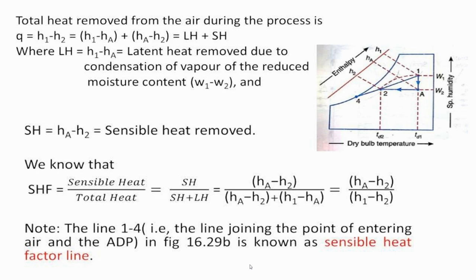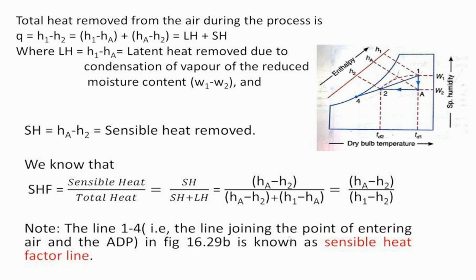Now total heat removed from the air during this process is H1 minus H2, which is latent heat plus sensible heat. In the right diagram, we can see point 1 to 2 is our process, which is cooling and dehumidification. If we draw a horizontal and vertical line, we get one point A, because this point makes it easy to calculate sensible heat and latent heat separately.